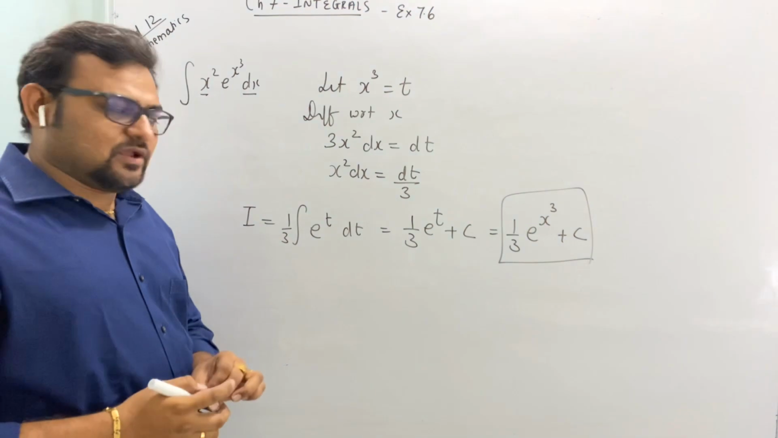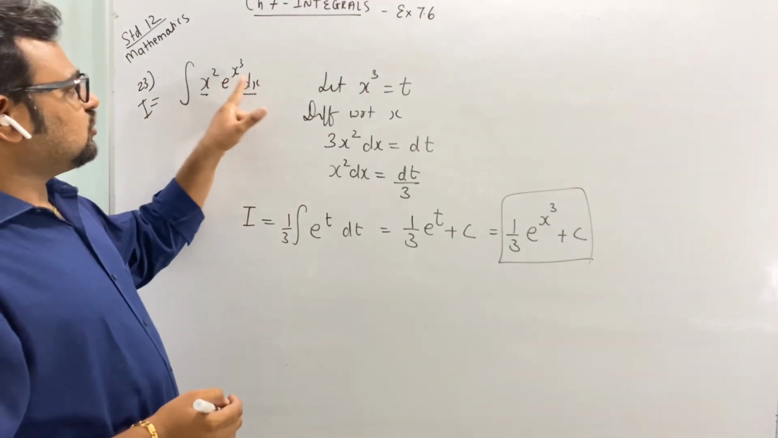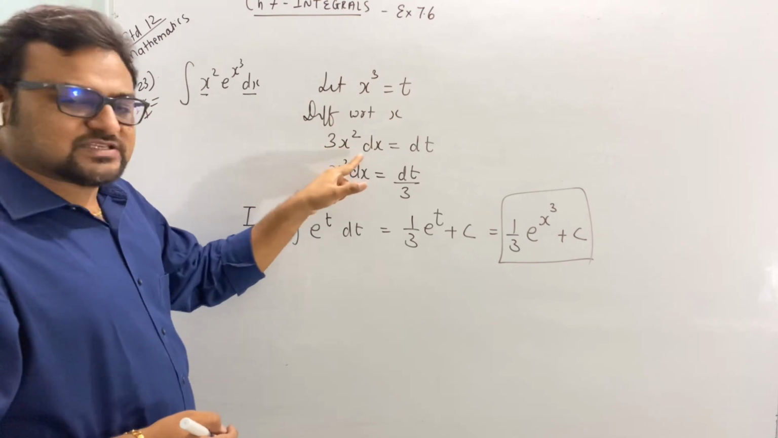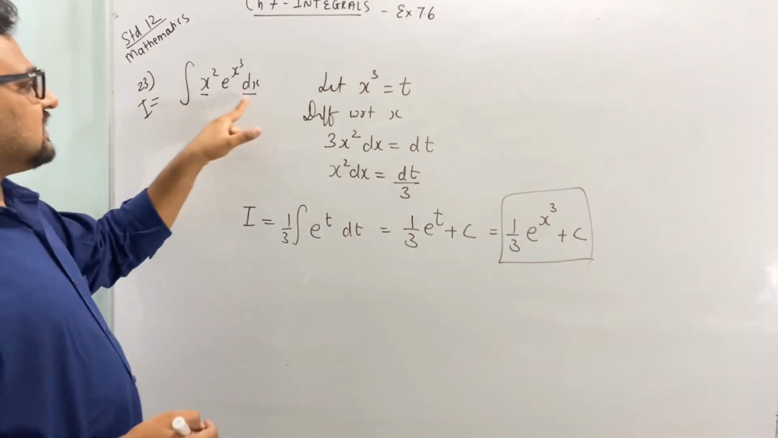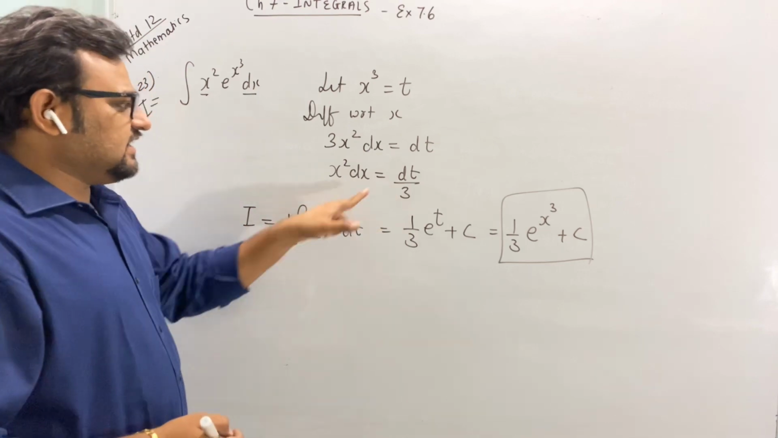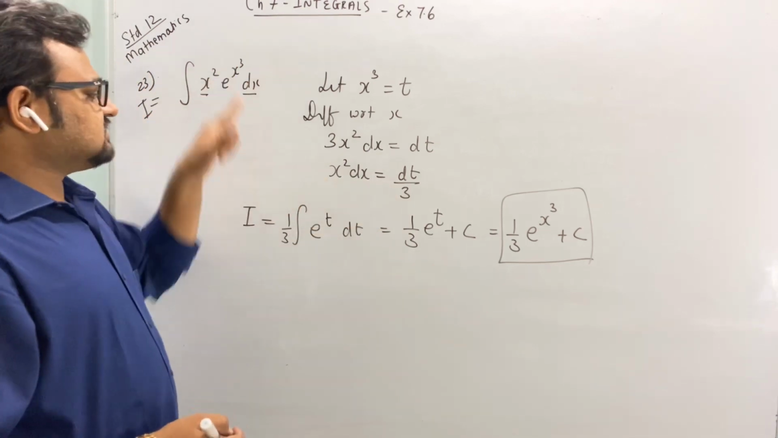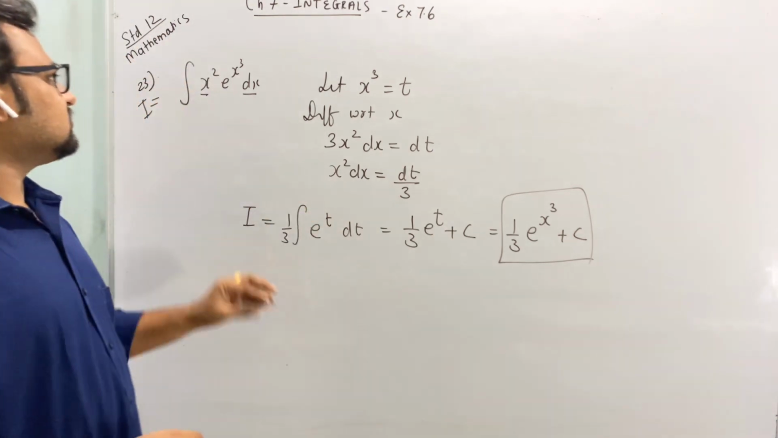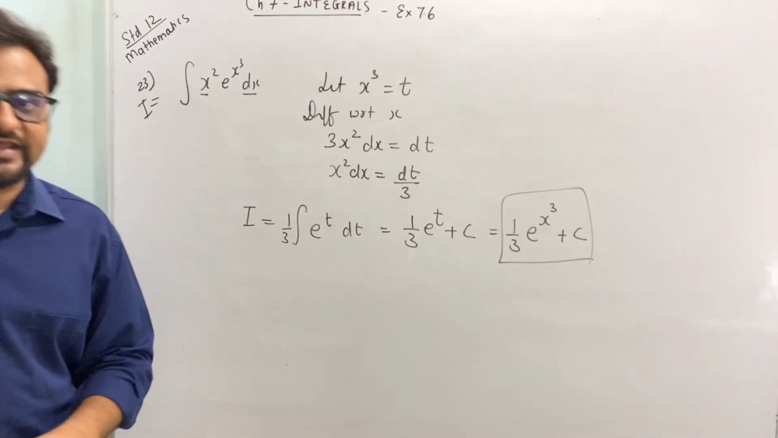Okay, so I'm repeating once again what we had done. We had assumed x cube equal to t. Differentiating, I got 3x squared dx, but I only require x squared, so 3 in the denominator. So 1 by 3 dt instead of x squared dx, and this e raised to t. Now it's simple. Okay, so just go through question number 23.